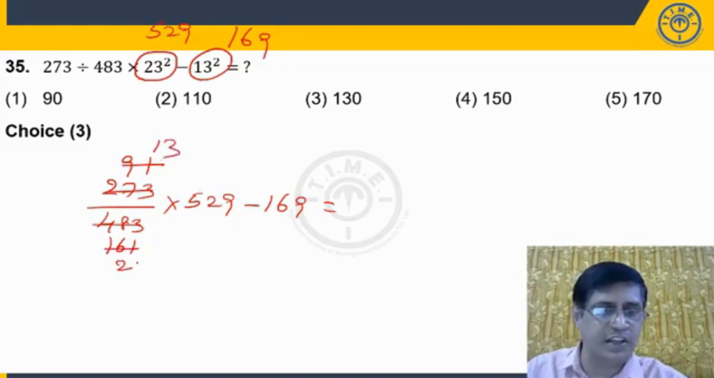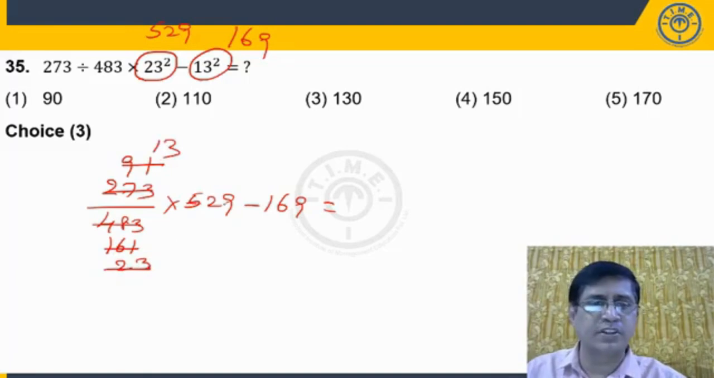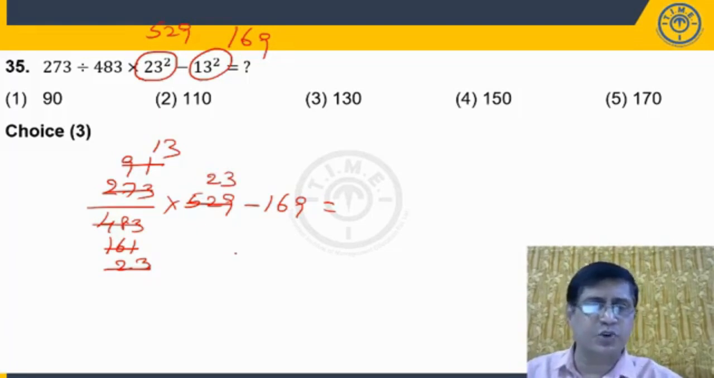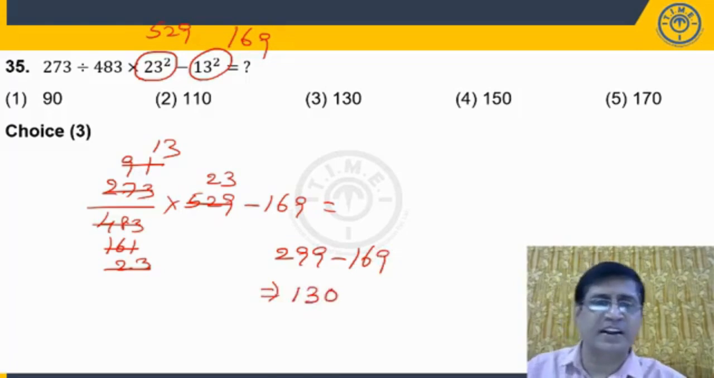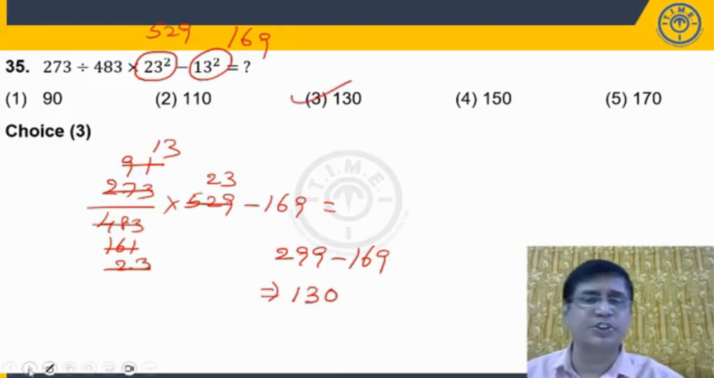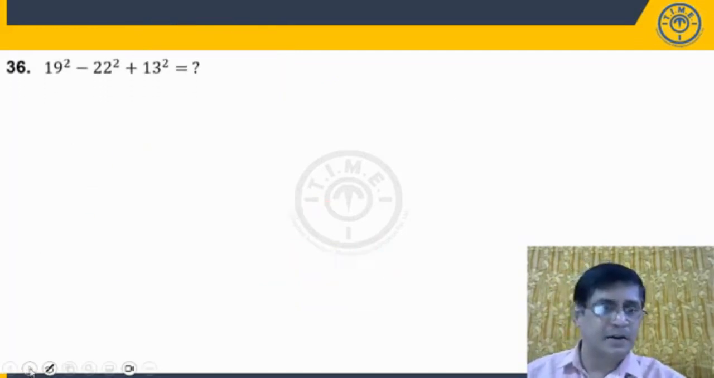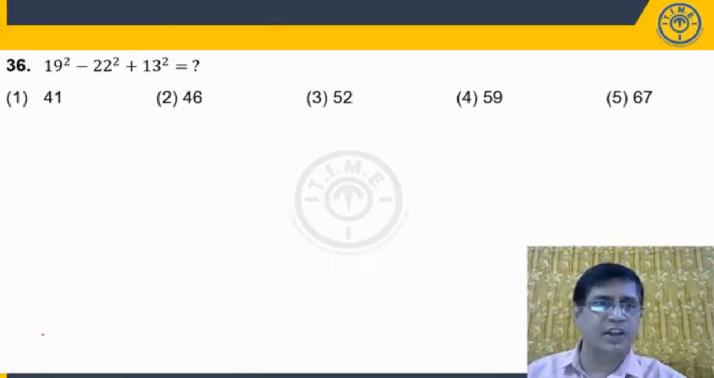7 goes 23 times. Now what about 23? 23 times. Now the product of 13 and 23, the result is 299. So 299 minus 169. Yes, you are right. How much? 130. Right choice is option number 3. The third choice is the right answer. Now look at the next question on your screen.